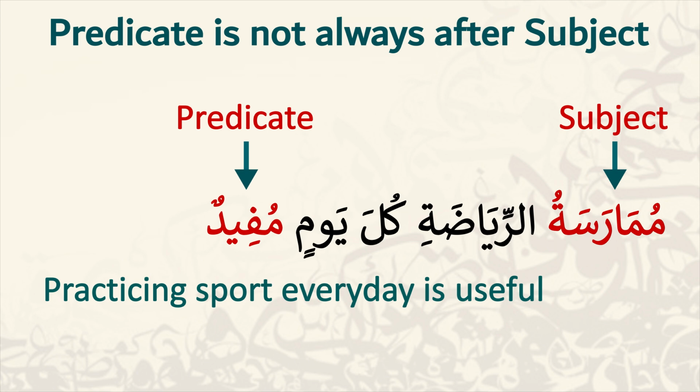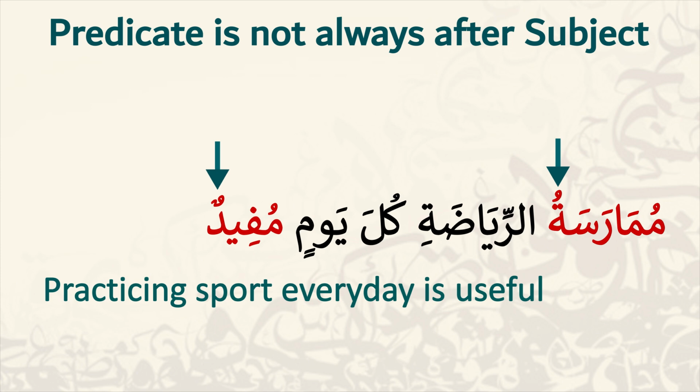Can you answer this common question? Why do we see a single ضمة at ممارسة and double ضمة at مفيد? If you know the answer, type it in the comments below the video. So, nominal sentences could have other words other than subject and predicate. Let's now study the different types of the predicate, الخبر.